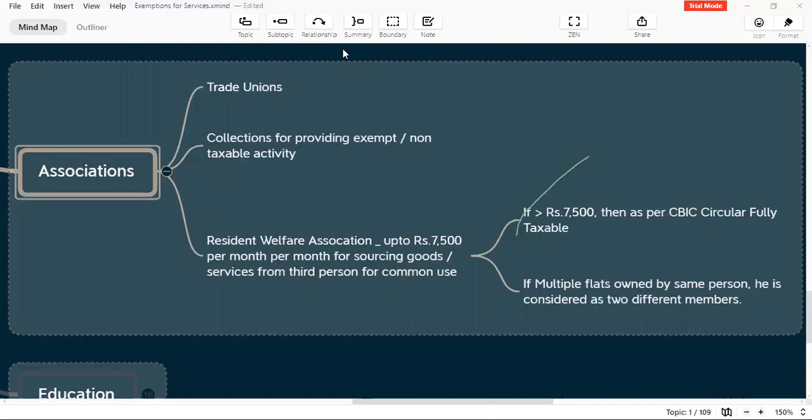Next, service provided by again Resident Welfare Association to its own members by way of reimbursement of charges up to an amount of dash will be exempt.